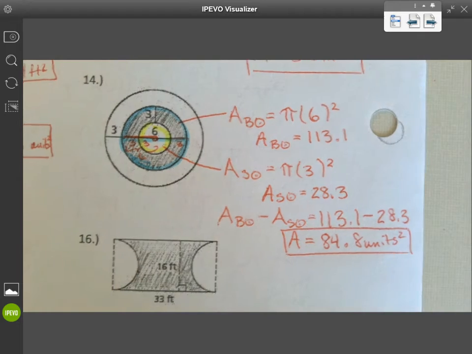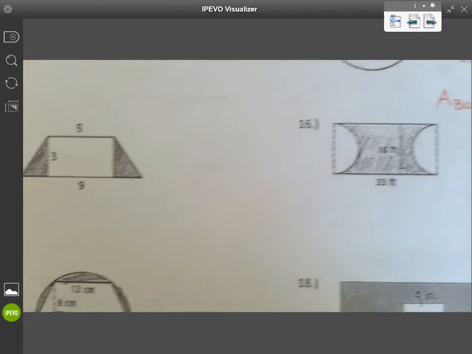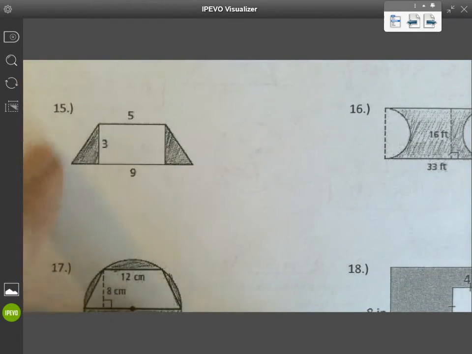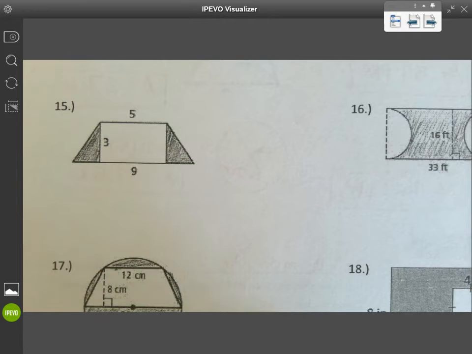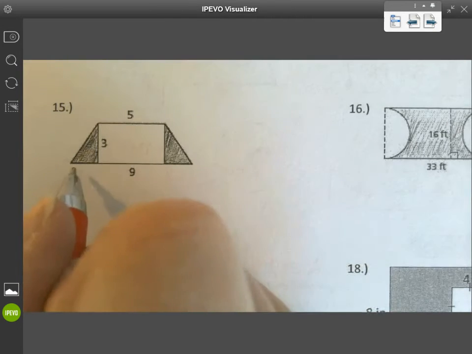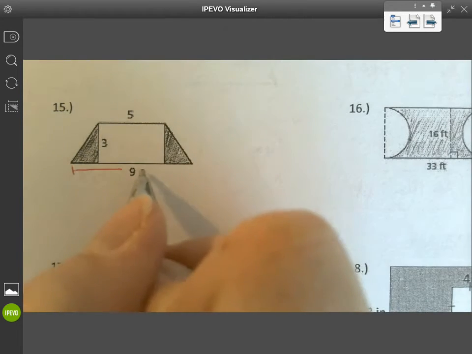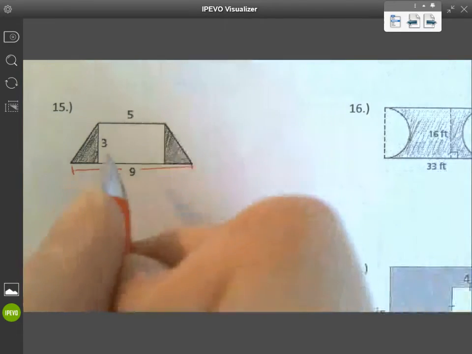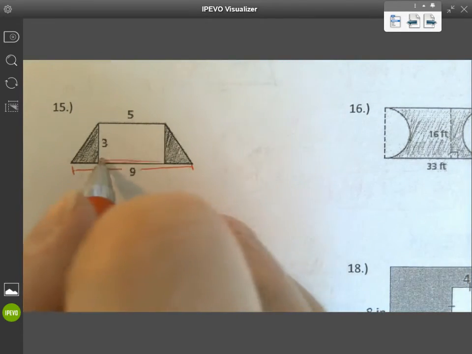All right, what do you see in 15 overall? I see a trapezoid, right? But I don't want the area of the trapezoid. I want the 2 little triangles. The problem is I don't know enough information on the 2 little triangles. That's a problem. Now, the length of the whole base is 9, like here to here. So that means the area of the rectangle was what?